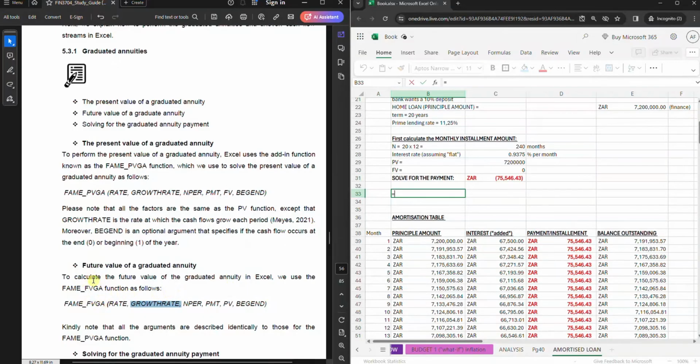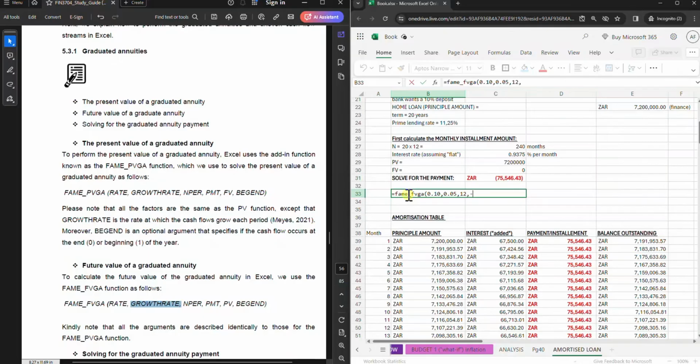To calculate the future value of a graduated annuity in Excel, we use the FAM underscore. It's not coming up. FAM underscore FVGA. Okay, let's put in a rate. Let's say 10%. Let's see what we get. Let's put a growth rate of 5%. Okay, let's put number of months. Let's just say 12 months or a year.